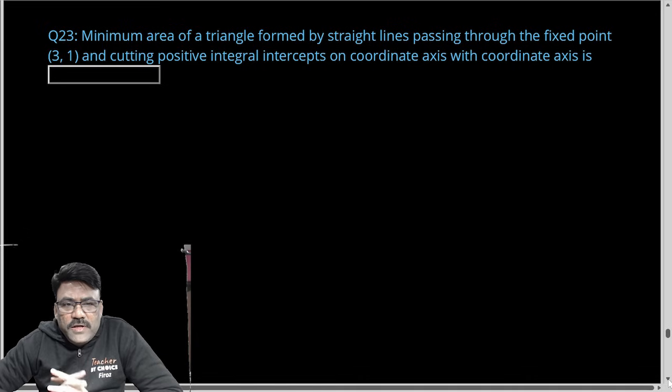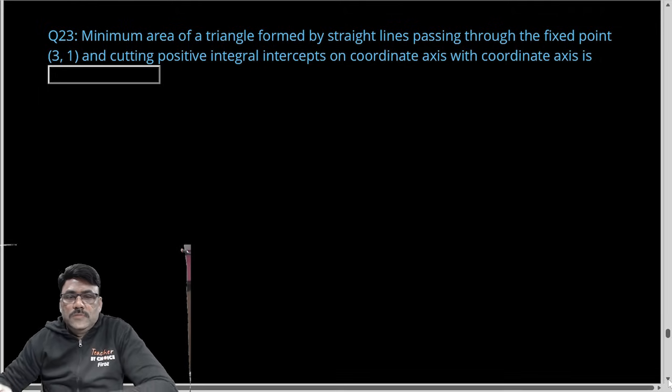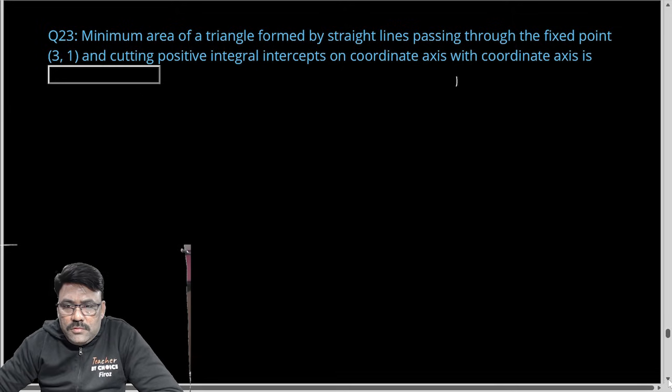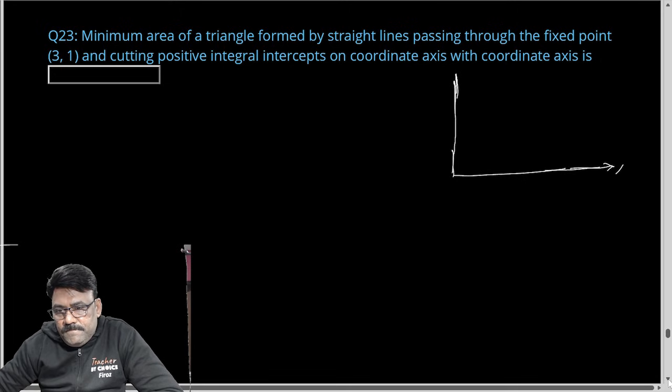Next question is from straight lines. They are saying the minimum area of the triangle formed by the straight line passing through the fixed point (3, 1) and cutting positive intercepts on the coordinate axes. So let's say this is the y-axis, this is the x-axis. A line is passing through the point (3, 1) and let's say it is cutting the x-axis at A and the y-axis at B. So suppose this is the line, passing through the point (3, 1).